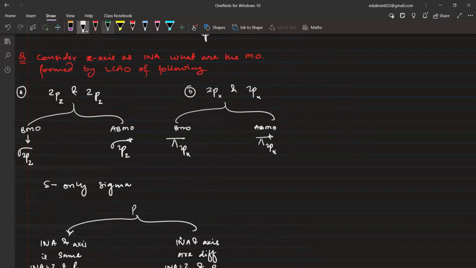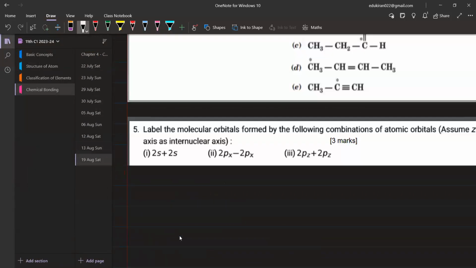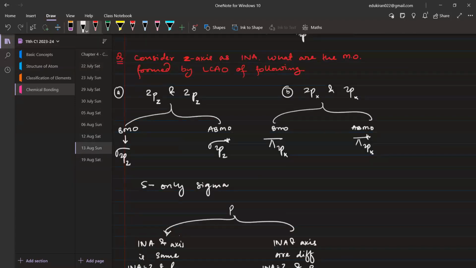Consider the z-axis, the molecular orbital formed by LCAO. I think this is the same question. Label the molecular orbitals. It's not completely the same, but again the same concept is here. So 2pz is going to give you sigma 2pz, and you just need to write this part, nothing else.